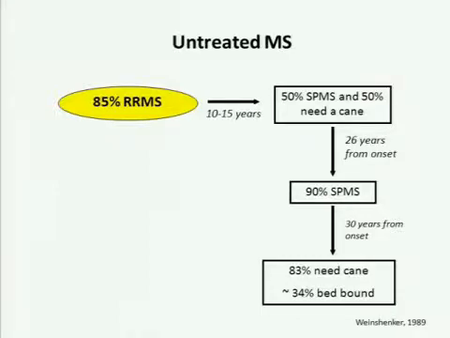It's hard to get this kind of data anymore, but they could get it before we had disease-modifying therapies available. So untreated, in 10 to 15 years, 50% of folks with relapsing remitting MS transition into secondary progressive MS. And 50% of folks that have relapsing remitting MS will need a cane in that time frame. If you fast forward another 15 years or so, 10 to 15 years from there, 90% of folks will transition into secondary progressive MS. And if you go yet another 5 years from there, 83% need a cane.